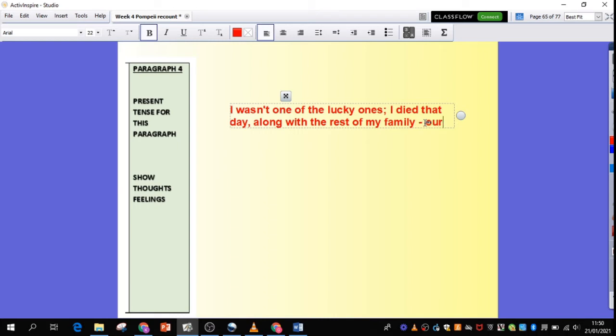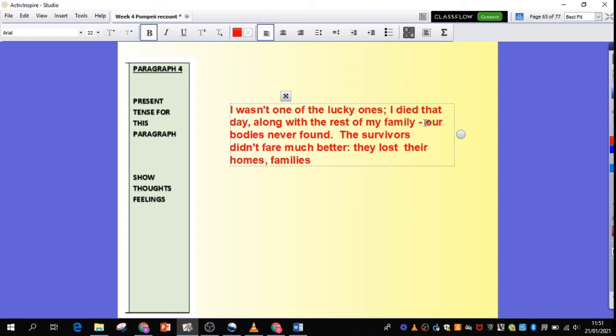Our bodies never found. I can't spell today. The survivors didn't fare much better. Now I'm sat there thinking, why didn't they fare much better? I can say because they lost their homes, families, friends. Lives have been changed. Now that should be present form rather than had. So lives have been changed.